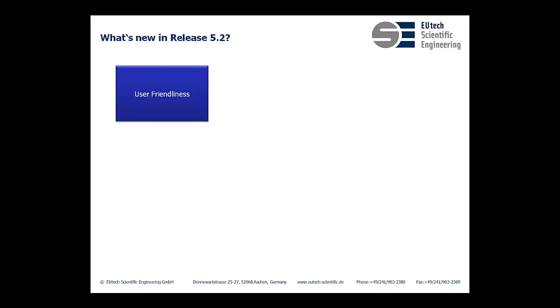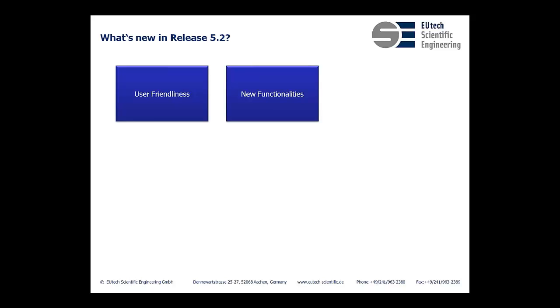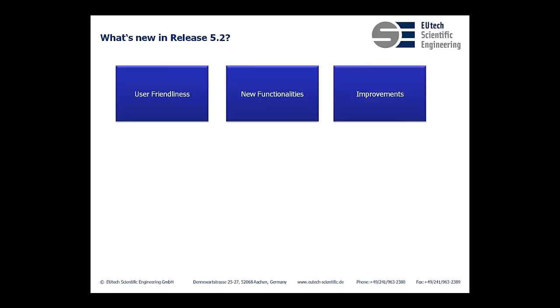The next group of improvements in this new release is adding new functionalities to Thermolib. This is basically new features that were not there before. And the last part is the major improvements. This includes bug corrections, general improvements. I'll go over a quick list of these. So let's start with the first group, user friendliness.